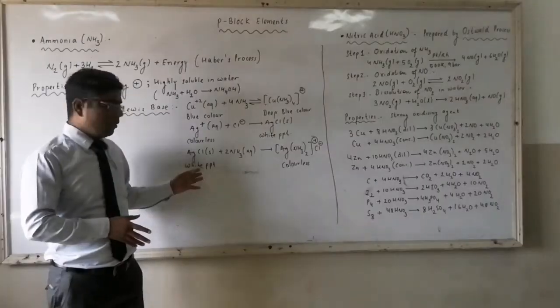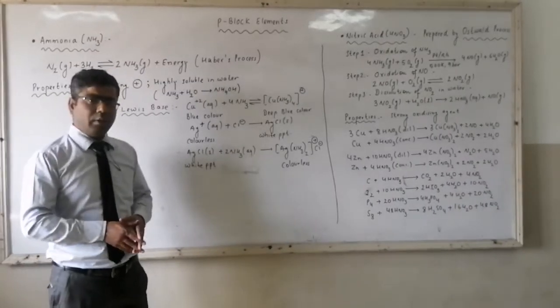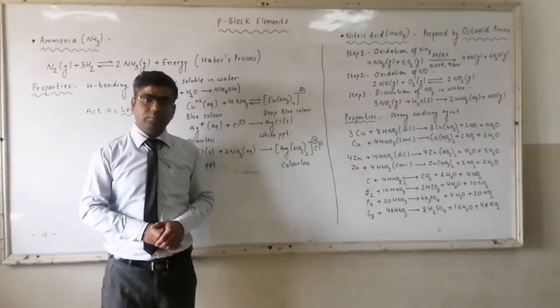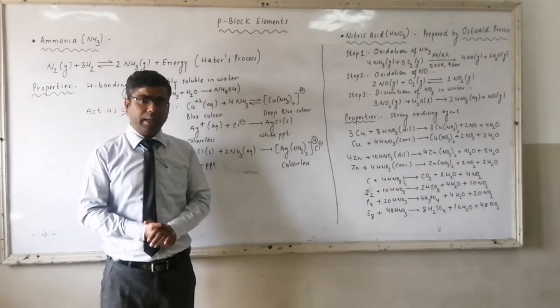So the white precipitate reacts with ammonia forming a complex ion, that's why AgCl is soluble in ammonia.